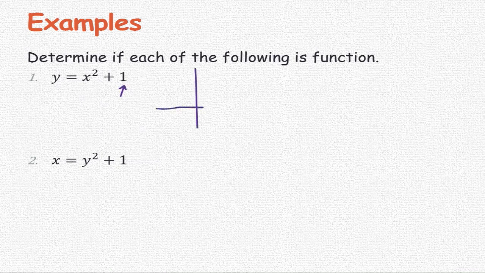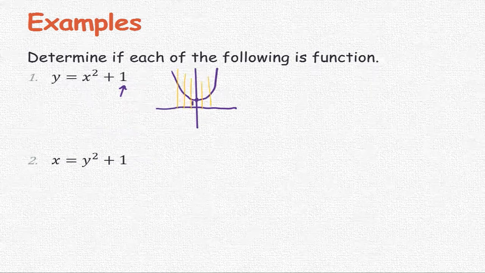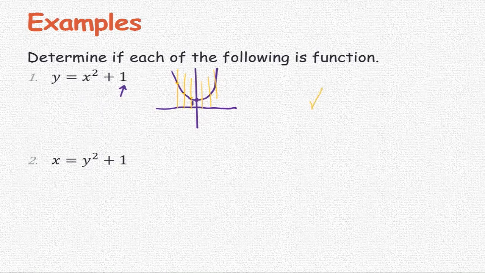I will sketch the graph quickly. The parabola opens up and crosses the y-axis at 1, so the y-intercept is 1. Use the vertical line test. Vertical lines intersect the graph once. That means this is a function.